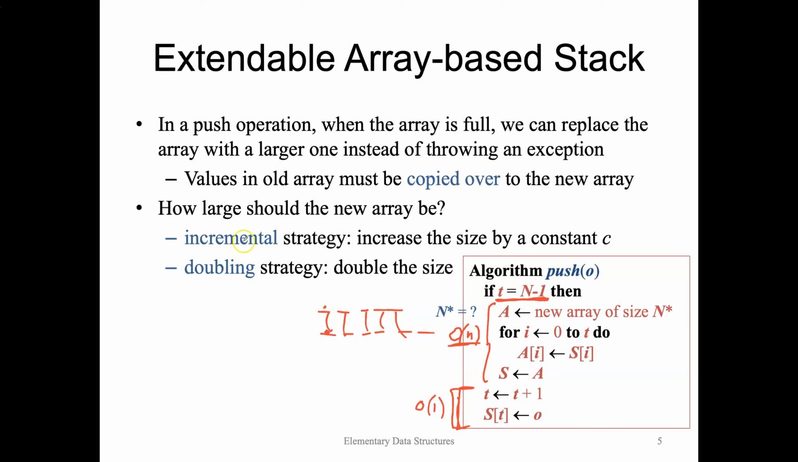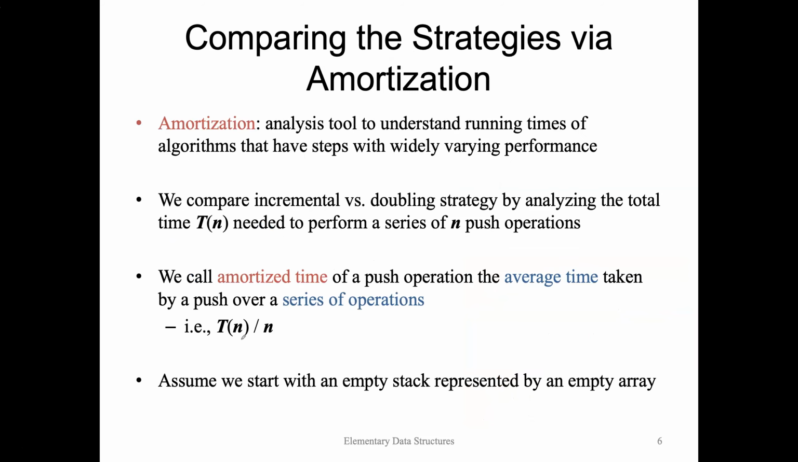So if we were using the incremental strategy and we filled up this array and we created a new one, and let's say we always added 10 more spots to the end, right? Then it would take us 10 times until we reached the end of this part where we had to create a new array. So when we have an algorithm where sometimes it has variable performance, where sometimes push is constant, other times push is linear, this is a good opportunity where we can use what's called amortization. So this will give us a better picture of how we can compare these 2 strategies.